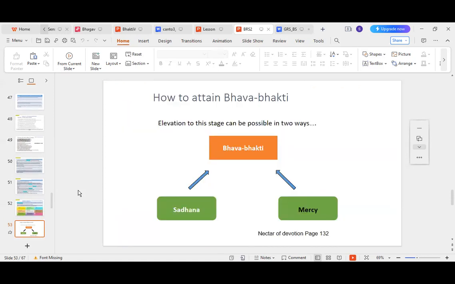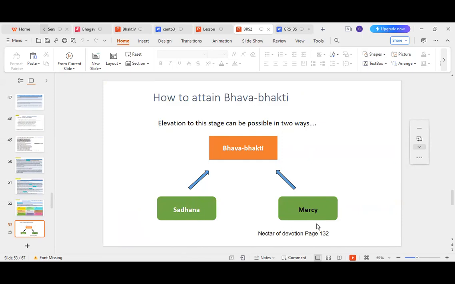Okay, so how to attain Bhava Bhakti? As I mentioned, one is through sadhana, the other is through mercy. Sometimes we follow the rules and regulations, we do everything, and for others, suddenly it will come just like that. Which means the mercy of Krishna and the mercy of Acharyas will flow to them directly. So either way, these two are possible, or combining them is also possible.